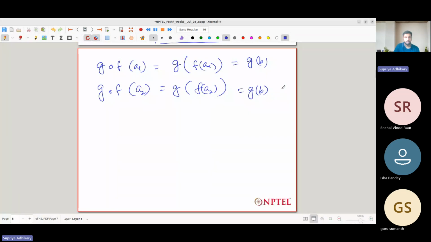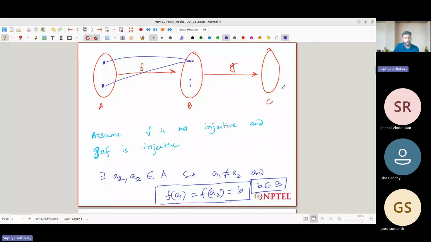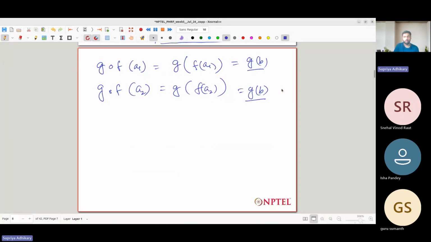Now, since g is a mapping, then obviously if there is an element b like this over here, then b should always map to a single element. There is only a single element in the codomain set where this b maps. It cannot be possible that b maps to two different elements in the codomain set. That violates the definition of a mapping. And therefore, we can say that this g of b, and so basically g of f of A1 and g of f of A2, both are the same.